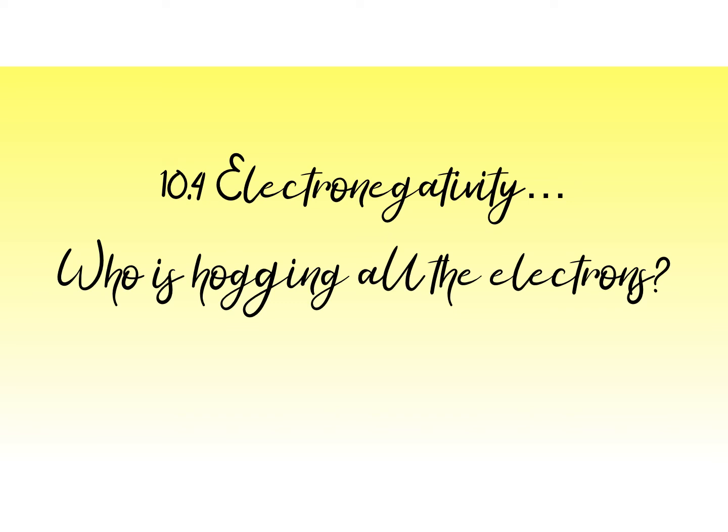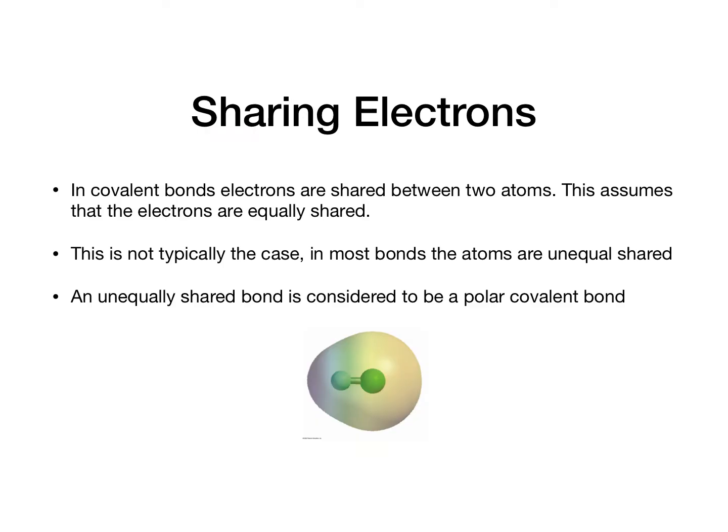In this video, we're going to think about electronegativity. And so electronegativity is really asking this question: who's hogging all the electrons? So thus far, we've really talked about sharing and sharing equally. So we know that the electrons are shared in order to achieve octet. But if we look at things electrically, most of the time it's unequal.